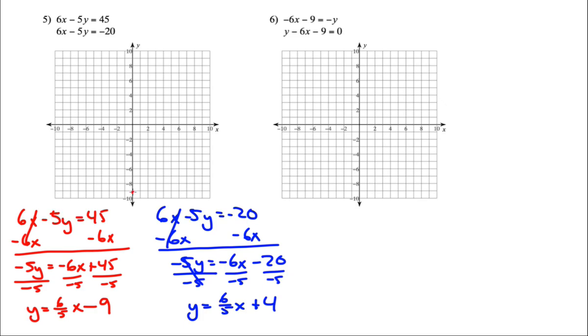So if I draw those lines, for the first one, I have my b of negative 9, so it's down here at negative 9, and then its rise over run is 6/5, so I go up 6, 1, 2, 3, 4, 5, 6, and over 5 to here. And so my red line looks like this.